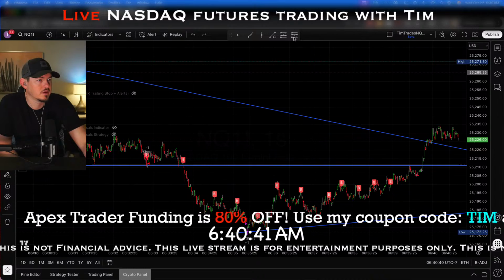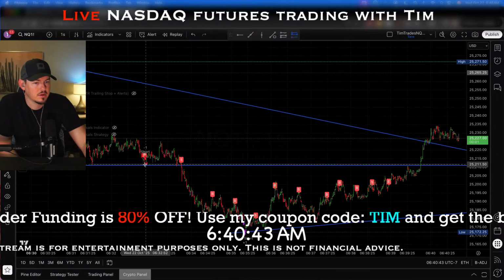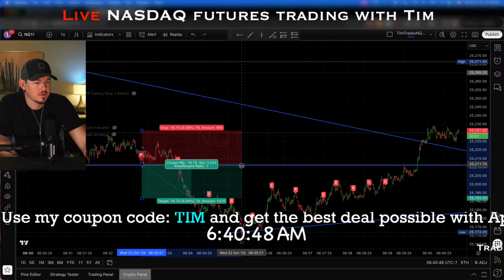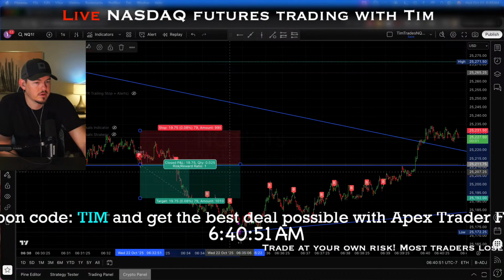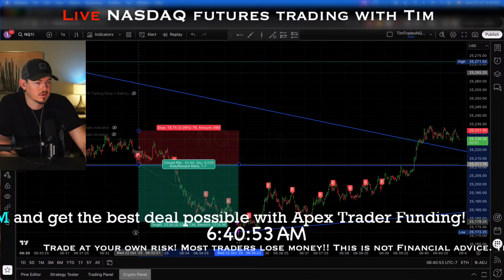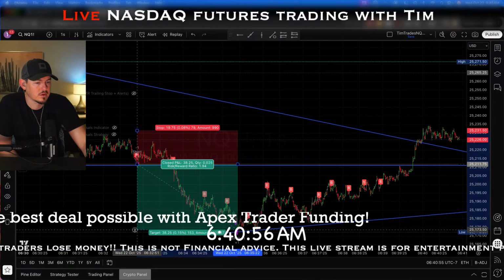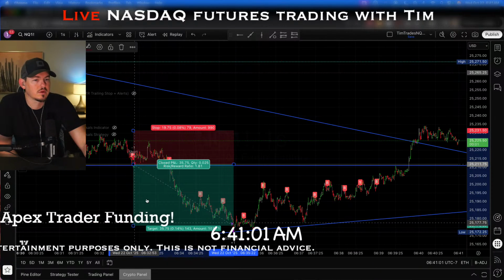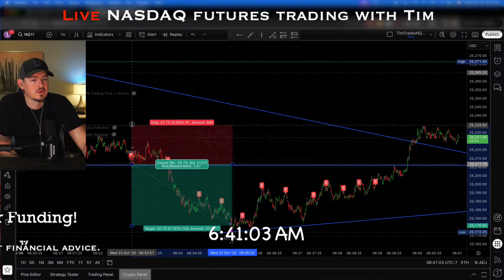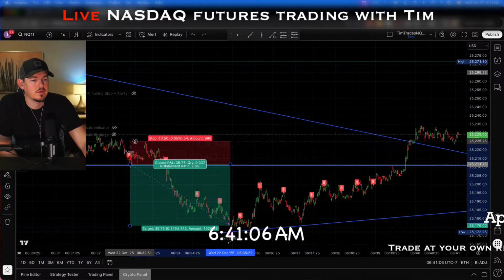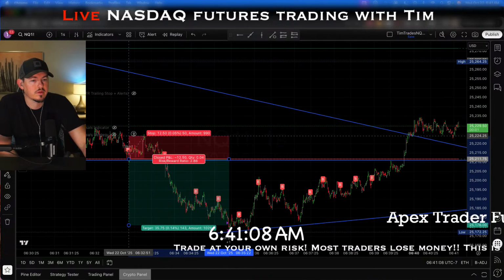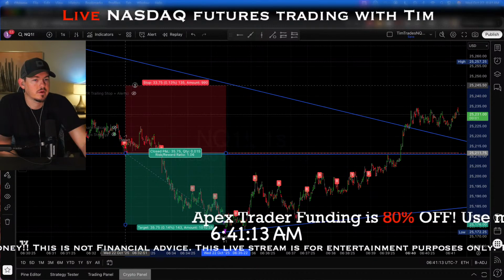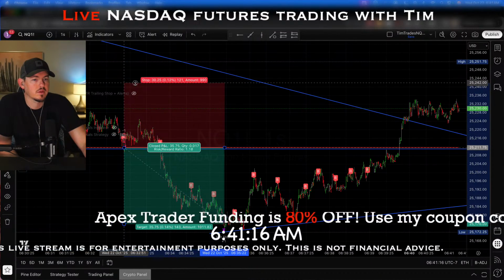Okay, here's the entry. And there's the exit. We only really had about 13 points, less than 15 points of drawdown. So less than half of what we could have tolerated. That's good.